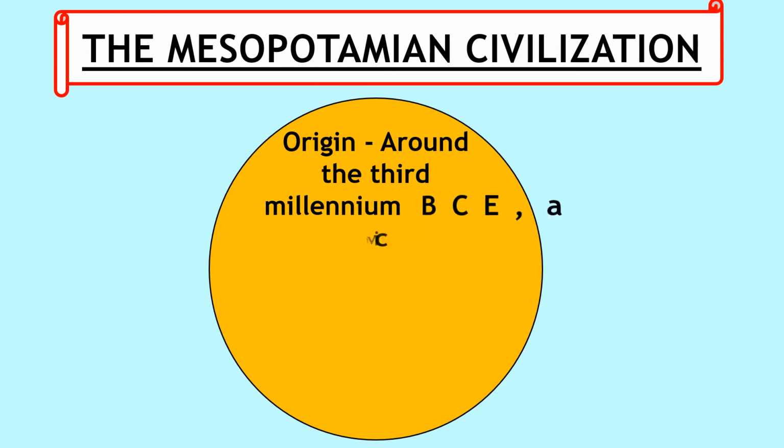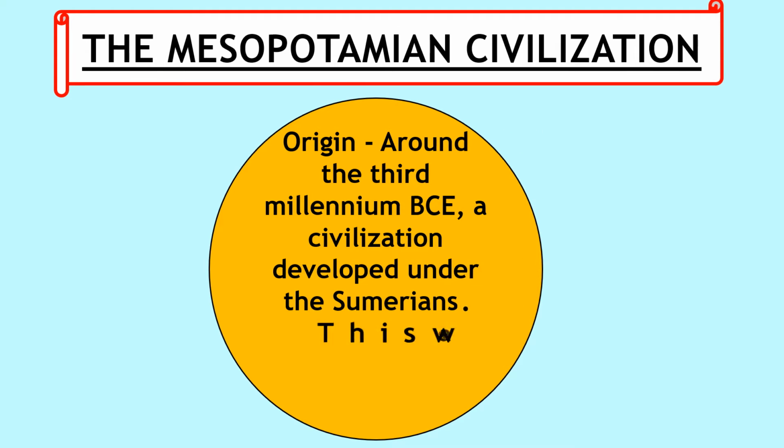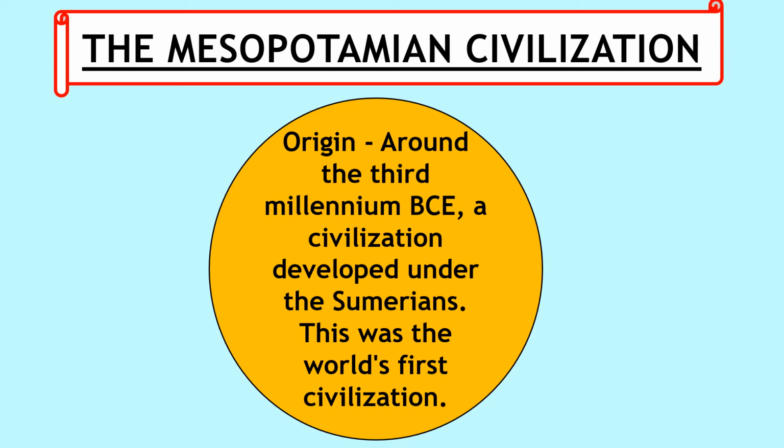Origin. Around the 3rd millennium BCE, a civilization developed under the Sumerians. This was the world's first civilization.